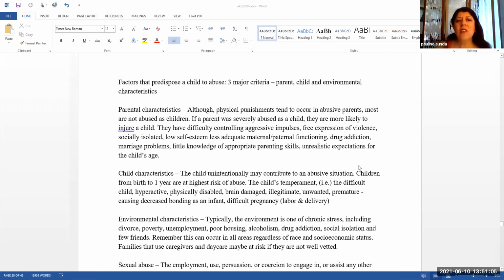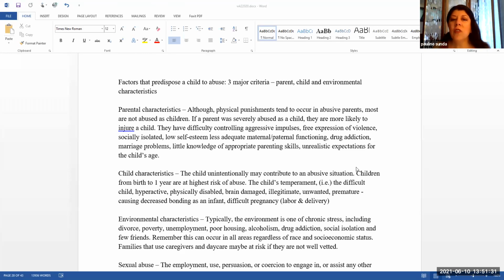So there are some factors that predispose a child to abuse. The factors are parent, child, and environmental characteristics. So first, let's look at the parental characteristics. Although physical punishments tend to occur in abusive parents, most are not abused as children. If a parent was severely abused as a child, though, they are more likely to injure a child.